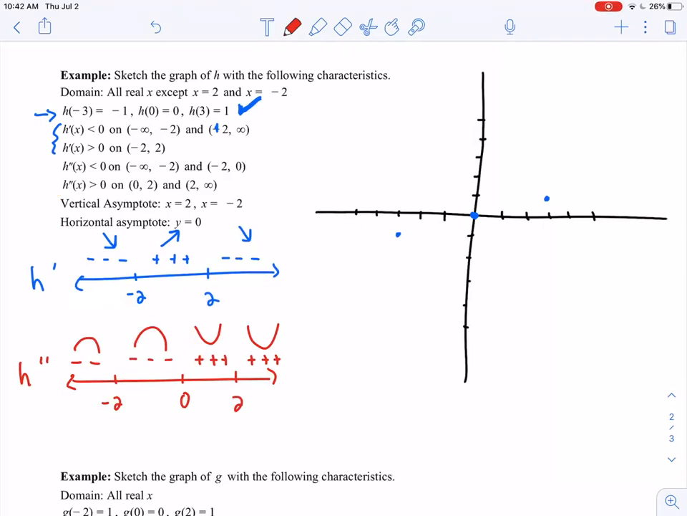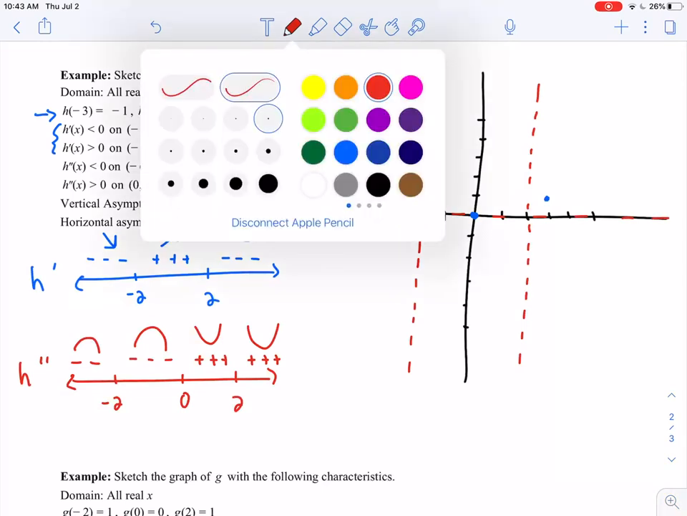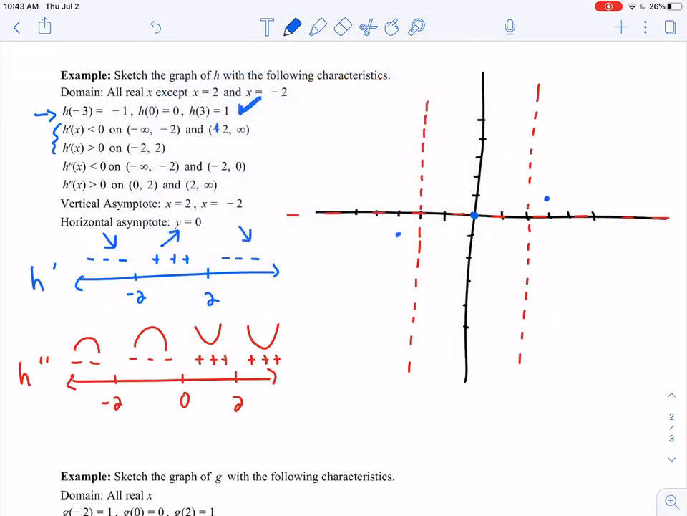We have a vertical asymptote at +2, so right here, we have a vertical asymptote. And at -2, we should have another vertical asymptote right there. And then we have a horizontal asymptote at y = 0. So right here on the x-axis, we have a horizontal asymptote. All right. At this point, I think we've got just about everything we can. Let's break this up here.